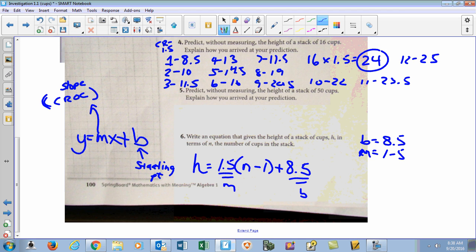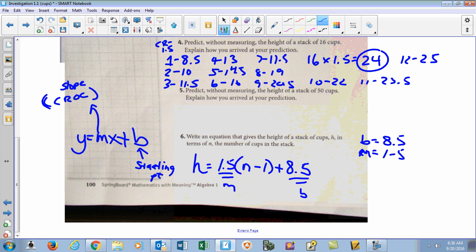But this n minus 1, we have to take out this minus 1 because we don't start gaining height on the first cup. It's the second cup. So we have to take that first cup out of the equation so our data matches up. If I just put an n here, basically this becomes our number 1, and that's not correct, right? So we have to subtract that 1 out because it doubles. That's why you don't normally see it.